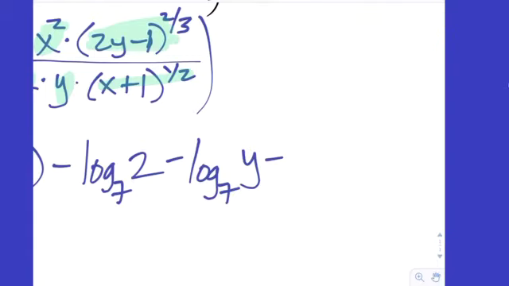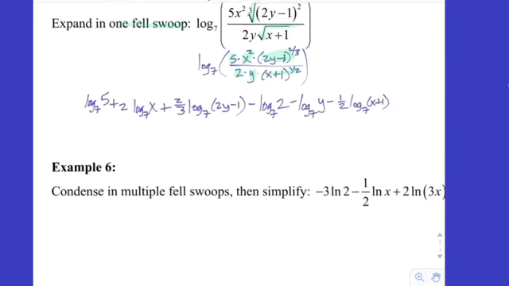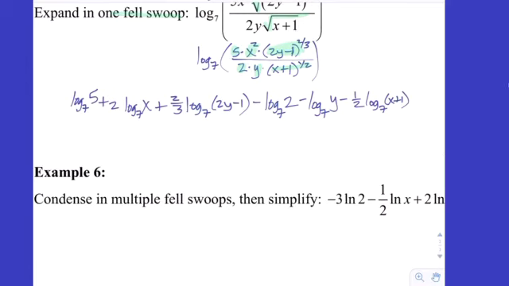The exponent of the 1/2 will ultimately come out front. So you can write it as 1/2 log base 7 of the quantity x plus 1. And there it is. You have successfully expanded it in one line. Every factor got its own law. The numerator gets plus signs, the denominator gets minus signs, and any exponent made its way out front of that particular term.